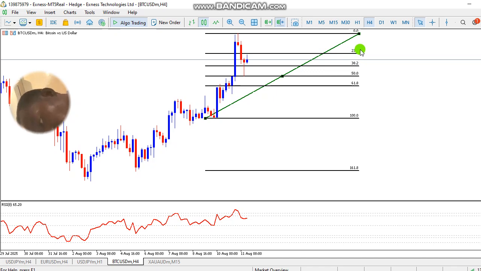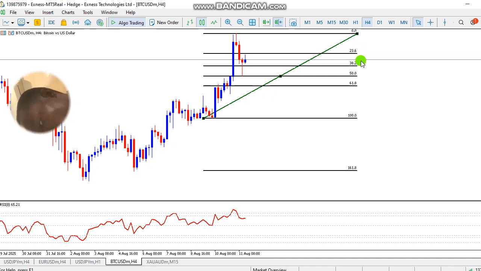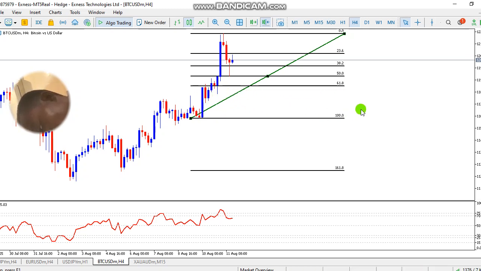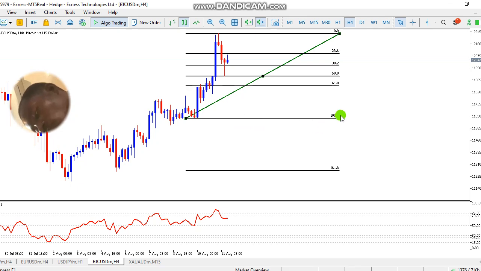We have the 23.6 Fibonacci level, the 38.2 level, the 50% Fibonacci level, the 61% Fibonacci level, the 78% Fibonacci level, which is somewhere here, and the 100% Fibonacci level. The most important levels that you need to know are the 23, 38, 50, 61, and then the 78, which is somewhere here.